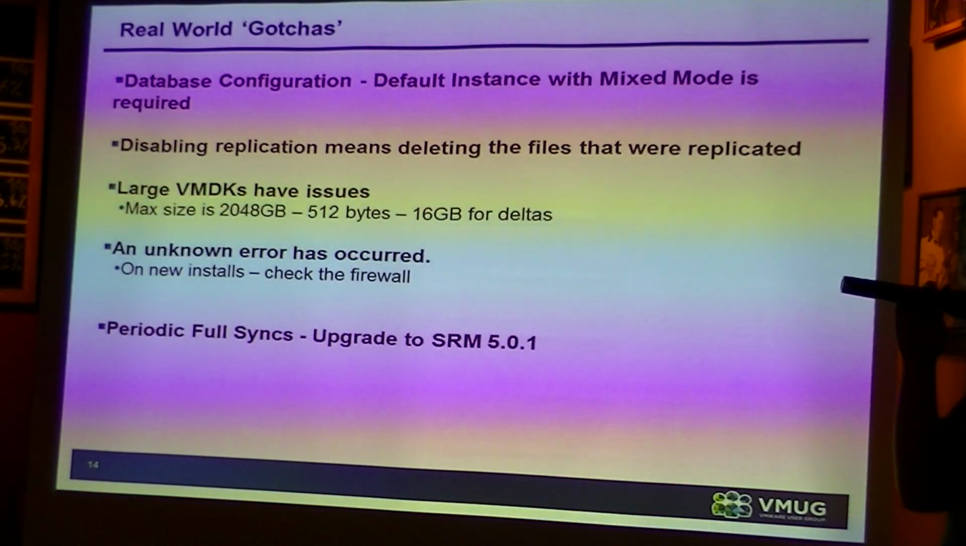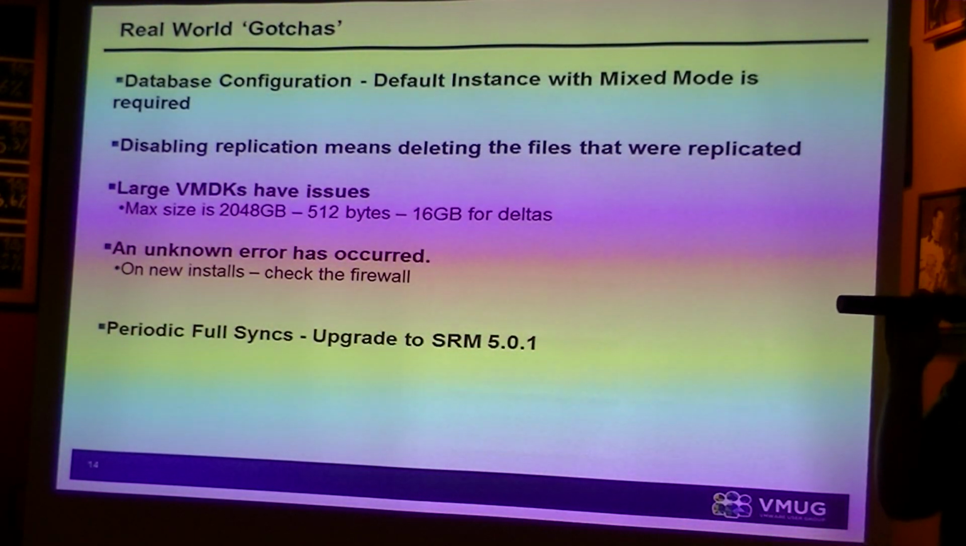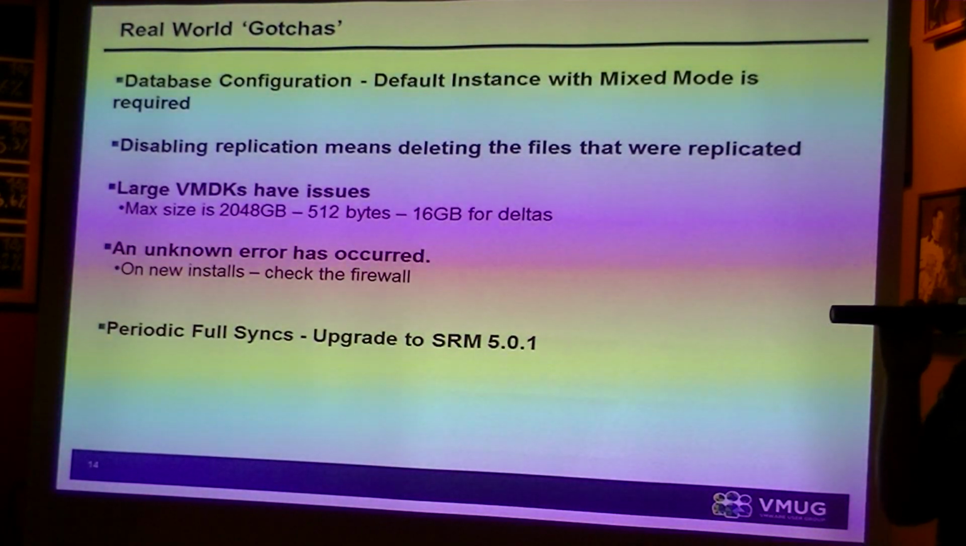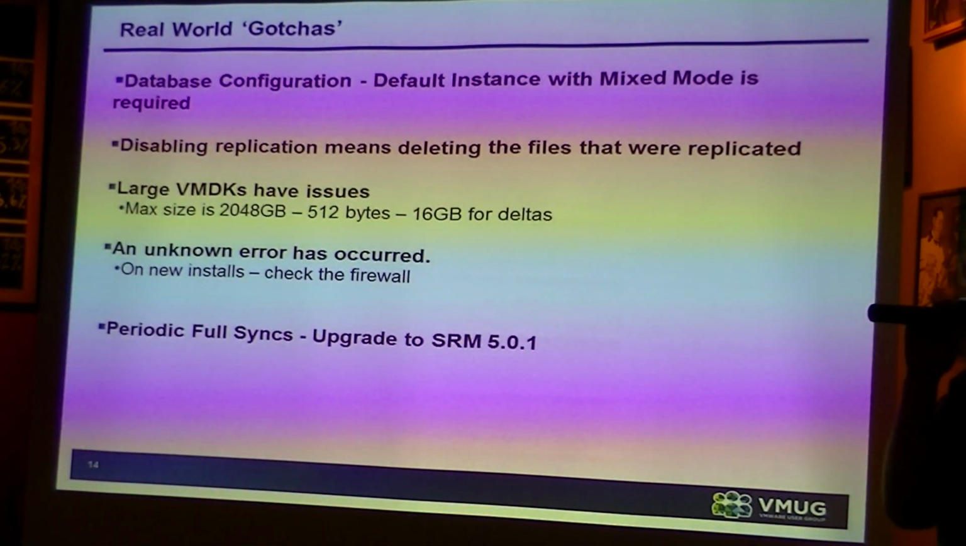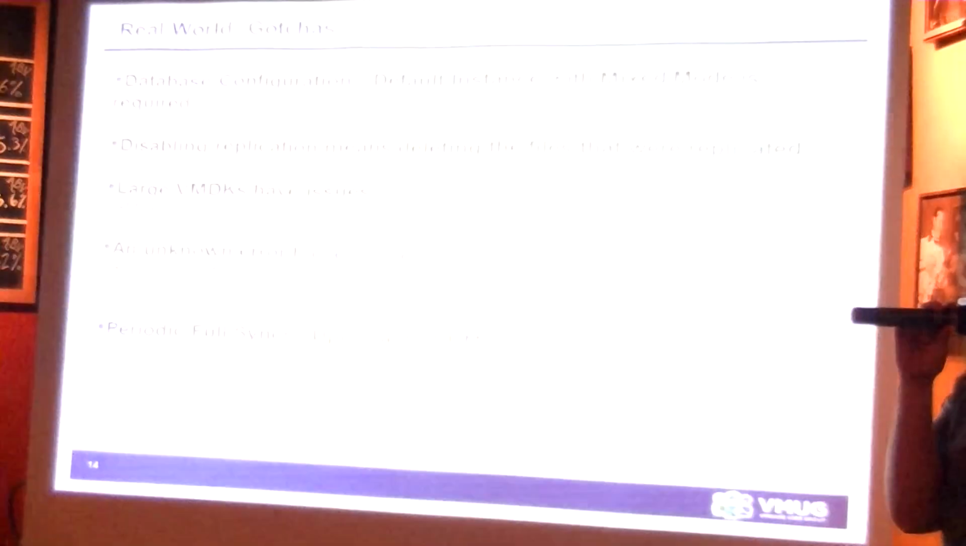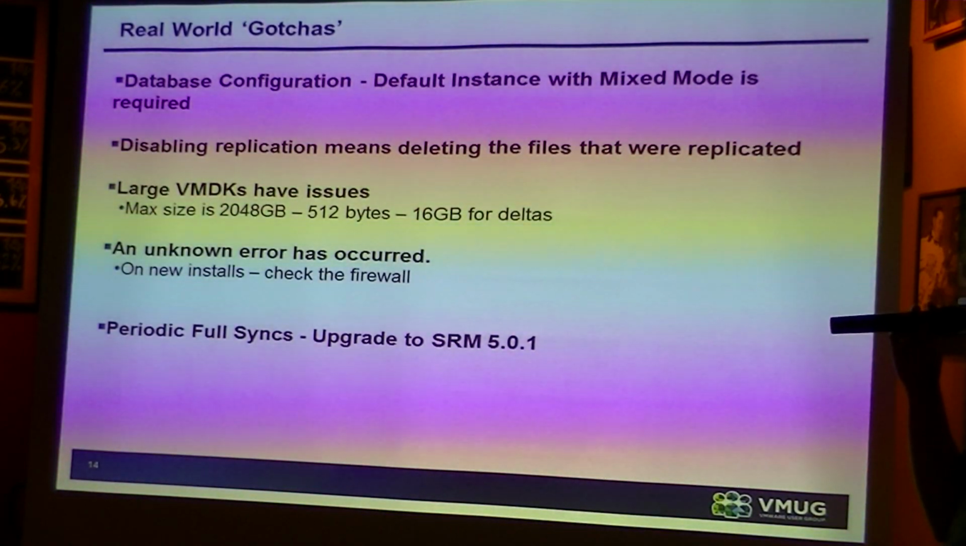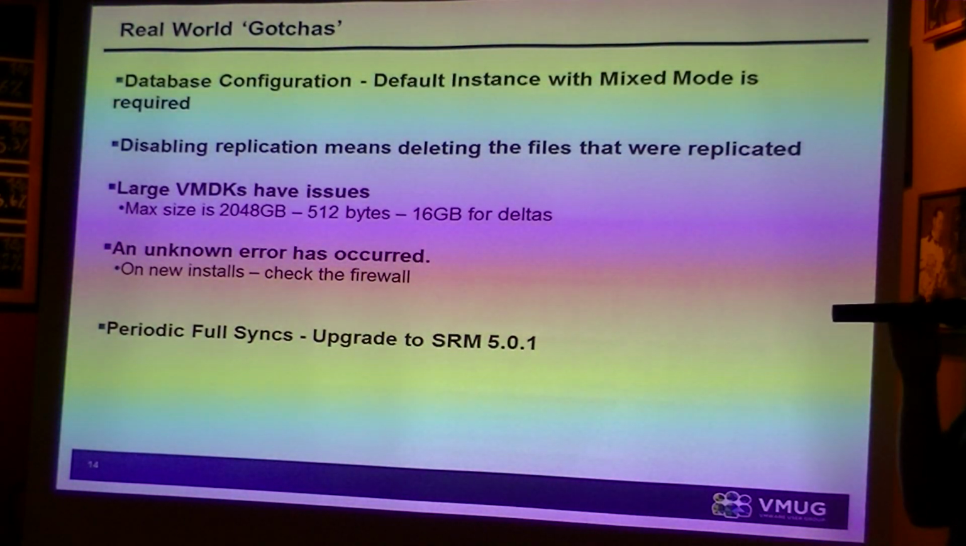And as far as the larger disks, what we ran into was that if you had disks that were over 500 gigs, every now and then, SRM with the vSphere replication will go through and try and do a full sync. It would no longer do just the deltas, it wanted to do the full thing. Again, not fun.